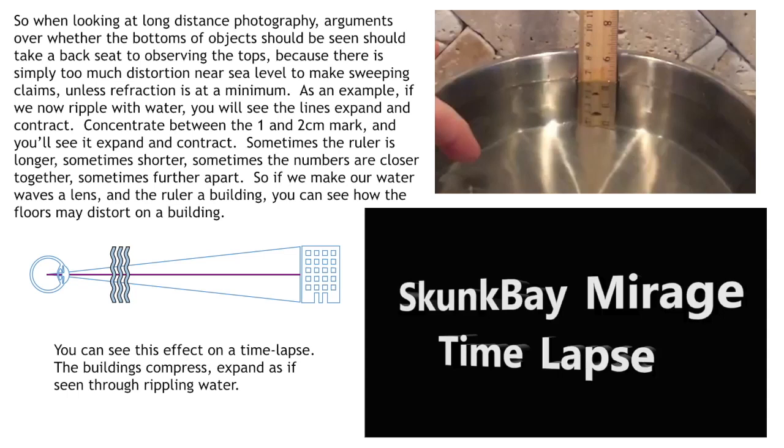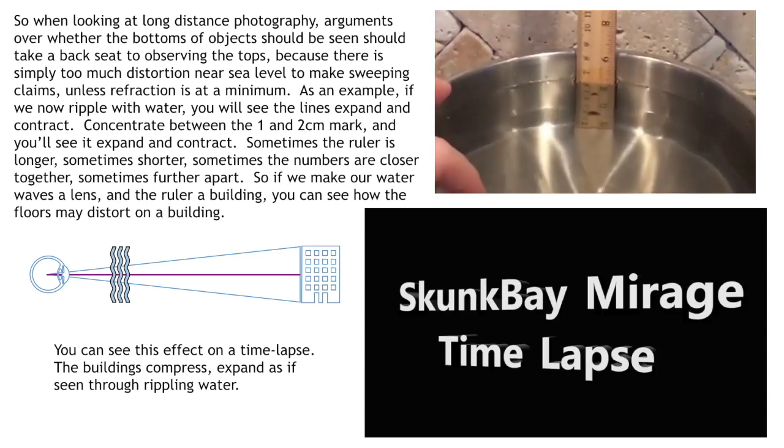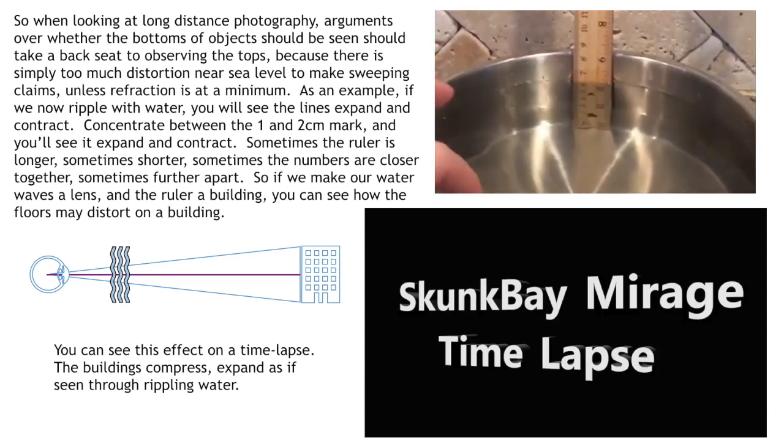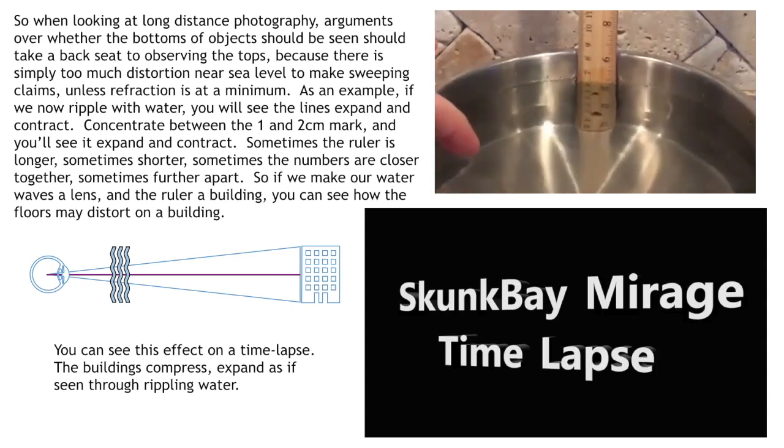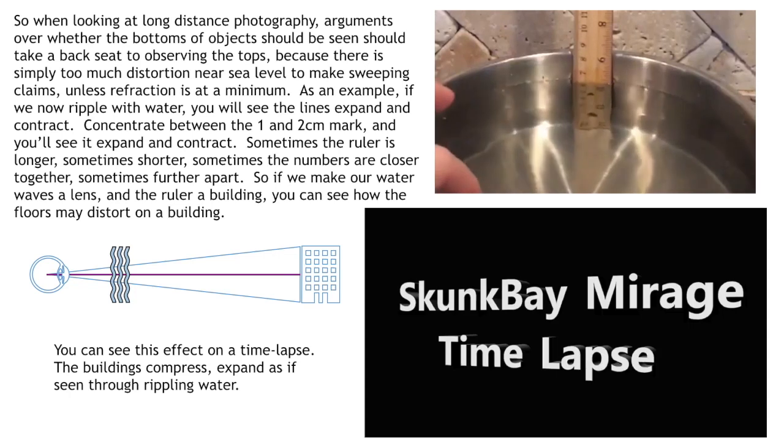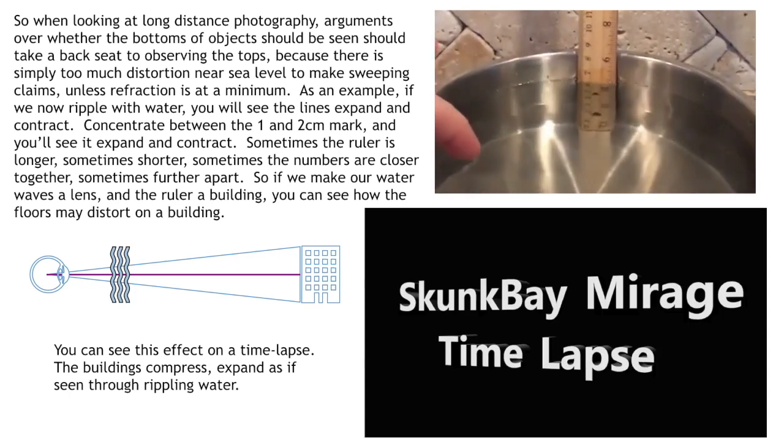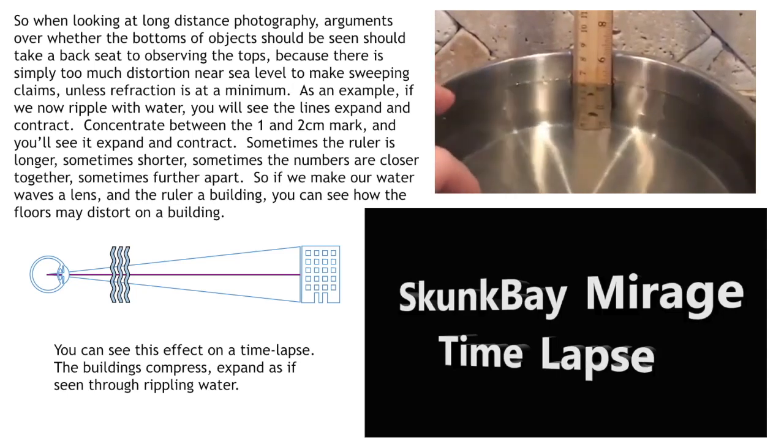So if we make our water waves a lens and the ruler a building, you can see how the floors may distort on a building when you're viewing it over long distance. You can see how the waves distort the lines, and you can see how they compress and expand as they go, mostly compressing and then coming back to baseline.